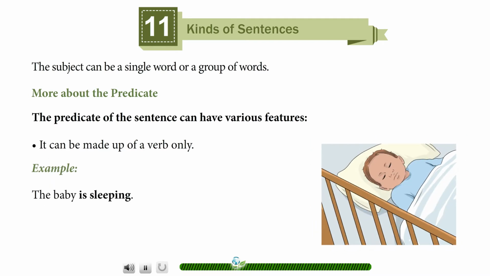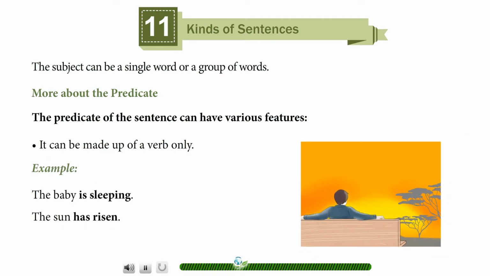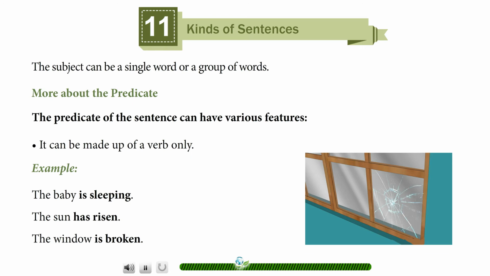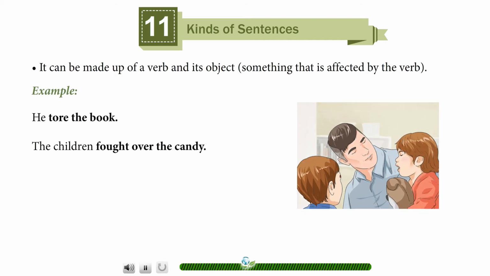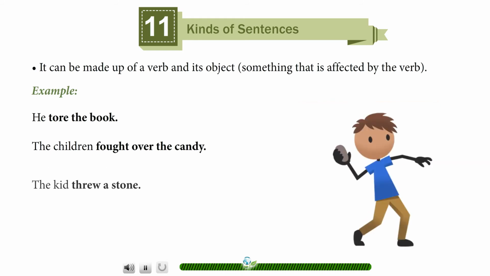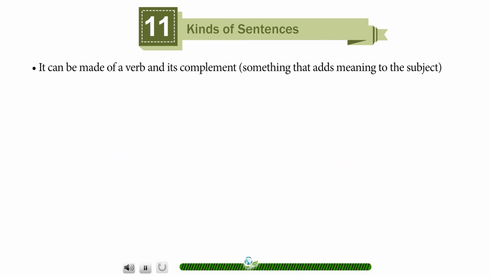Example: the baby is sleeping. The sun has risen. The window is broken. It can be made up of a verb and its object, something that is affected by the verb. Example: he tore the book. The children fought over the candy. The kid threw a stone. It can be made of a verb and its complement, something that adds meaning to the subject.